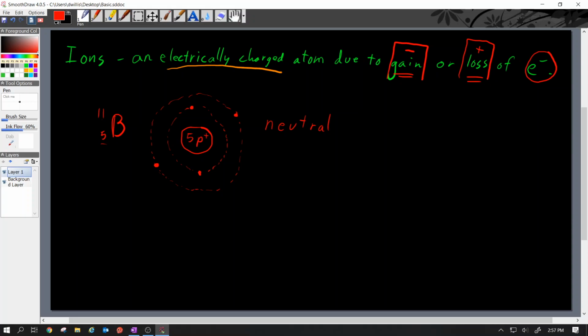So anyway, that is that. Gaining electrons, negative, and losing electrons, positive.